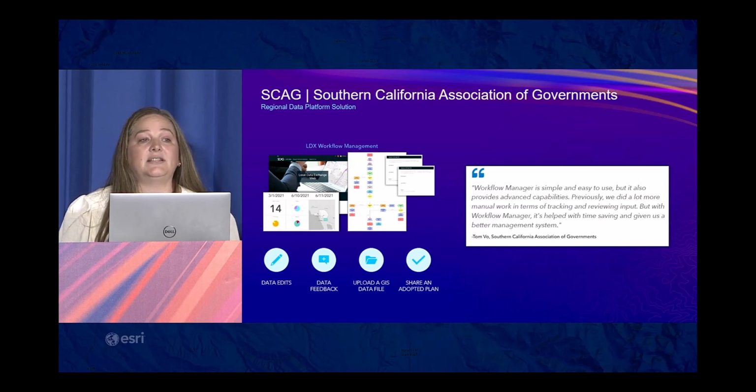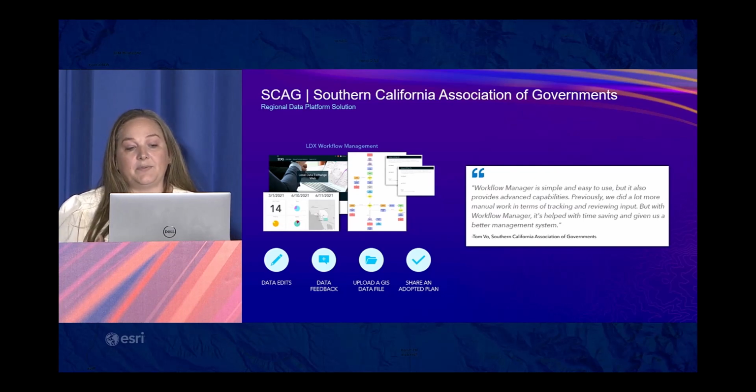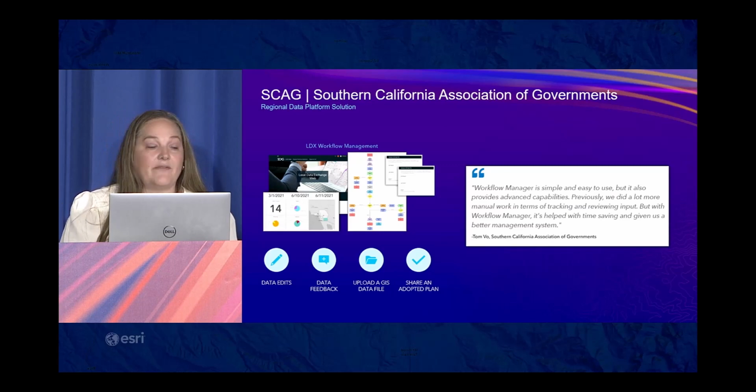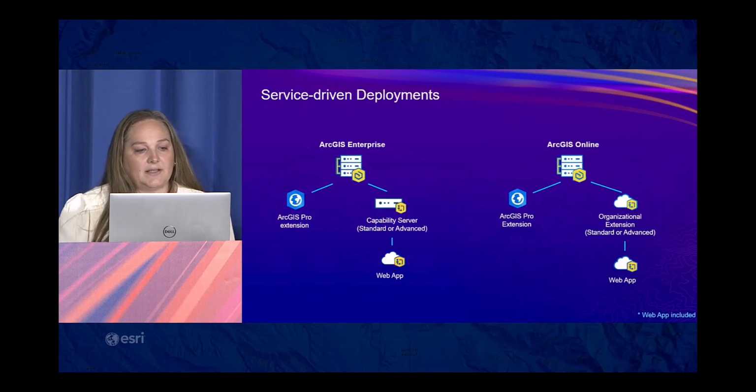They have 197 cities and counties that submit data edits to them, and they needed a way to handle all of that coming in and ensure quality control is being met. So if you would like to know more about the problem with SCAG and what they're facing, as well as the solution that they implemented, you can read all about it in the case study, and I'll have the link in the resources slide at the end. But I did want to just highlight that.